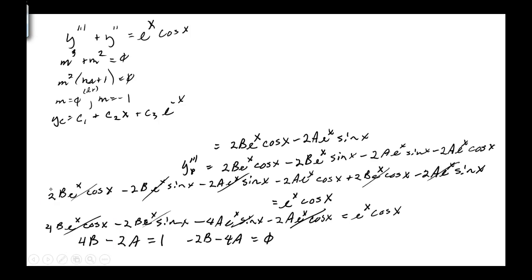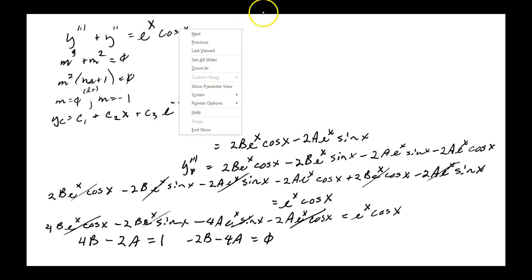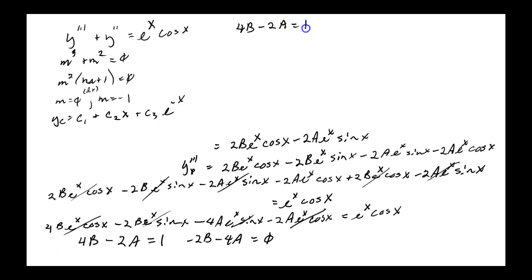Okay, now, what we have are 2 equations, 2 unknowns. I'm going to write them the way I've got them. I don't know why my pen just suddenly disappeared. Okay, now it came back. Okay, 4b minus 2a is equal to 1, and minus 2b minus 4a is equal to 0. Two equations, two unknowns.